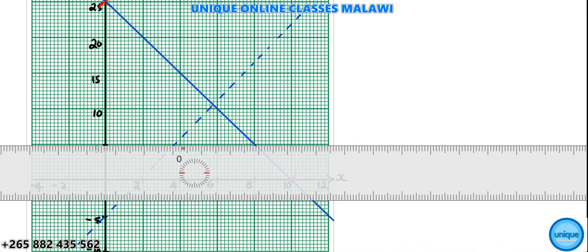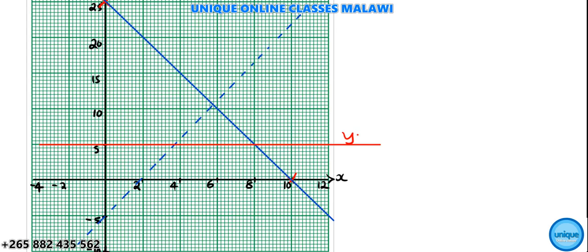I think I should choose another color. So over 5, this is the over 5. I think another color should be lady. Could this one, like this is 5. So this is y is equal to 5.